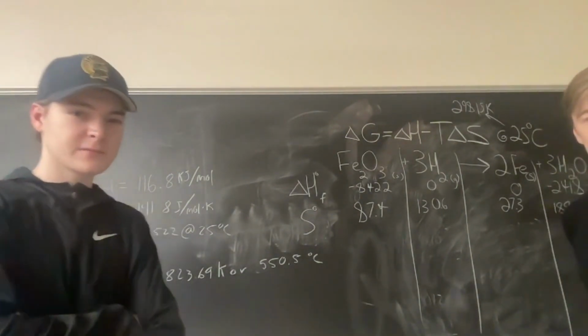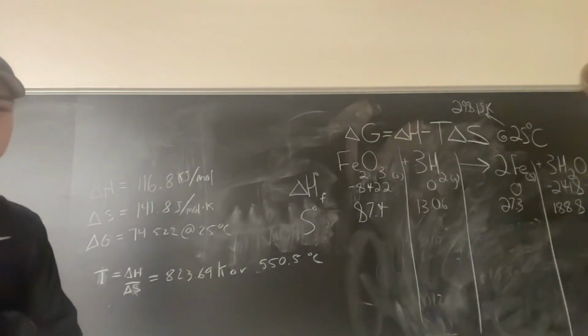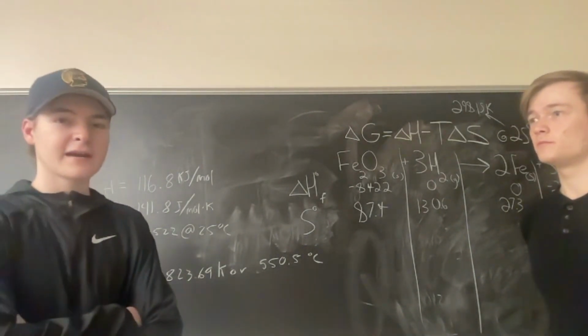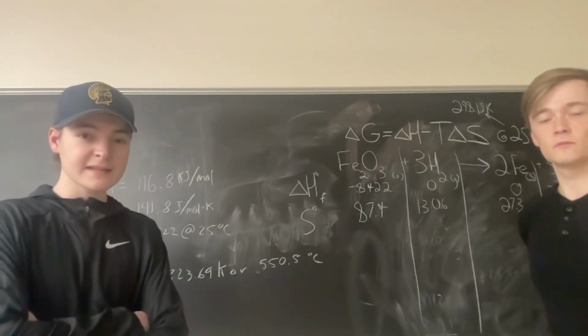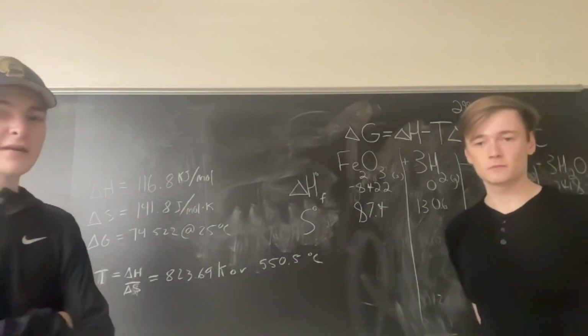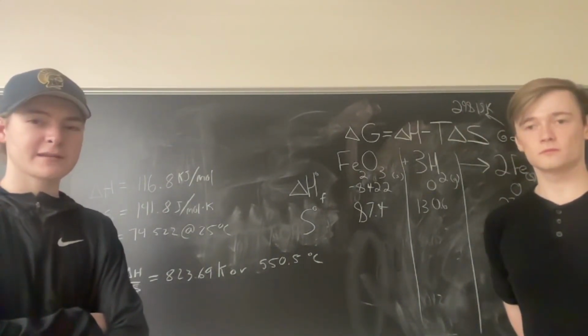Just to explain what these variables are, delta H is the change in enthalpy, or the change in total heat across the system when the reaction goes, and delta S is the change in entropy, which can be said most easily as the amount of disorder in the system.